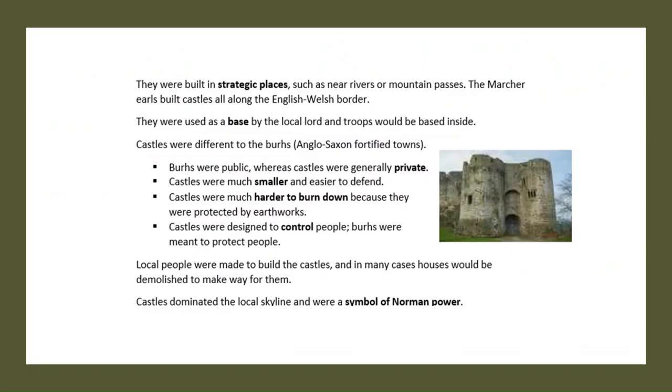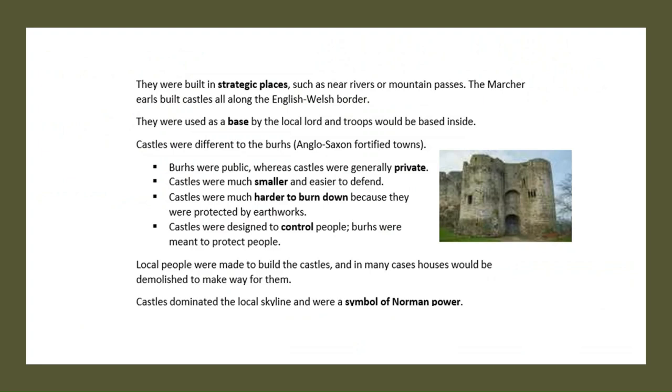They were built in places like near rivers, near mountain passes, overlooking villages. The Marcher earls built castles all along the English-Welsh border. They were a base. The local lord used it as a base. They were filled with troops so they could use to defend or attack or subdue. They were a symbol of Norman power and they dominated the area. It's a way of reminding people what's going to happen if they try and revolt against the Normans.